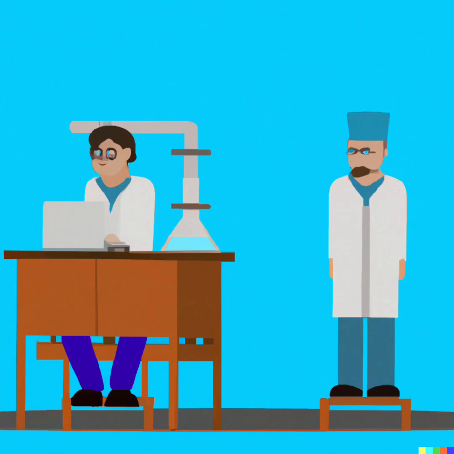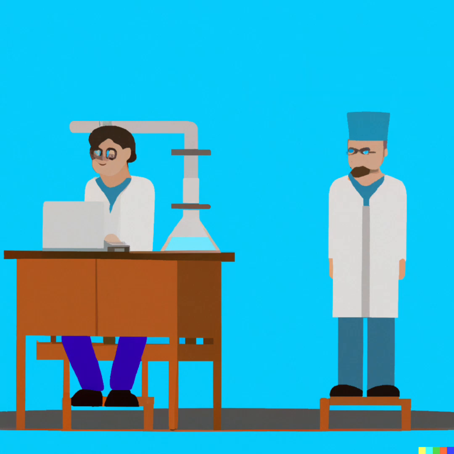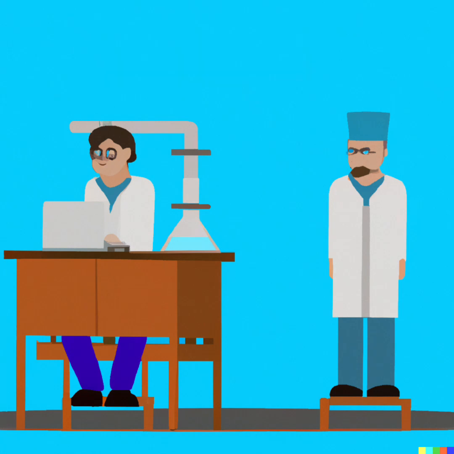In the same room with this teacher stood a stern-looking experimenter dressed in a white lab coat. The experimenter assured the teacher that the shocks were harmless, emphasizing the importance of the study and the need to continue even if the learner screamed or expressed pain. The experiment started, and each time the learner answered incorrectly, the participant, aka the teacher, was told to administer an electric shock, increasing the voltage gradually.